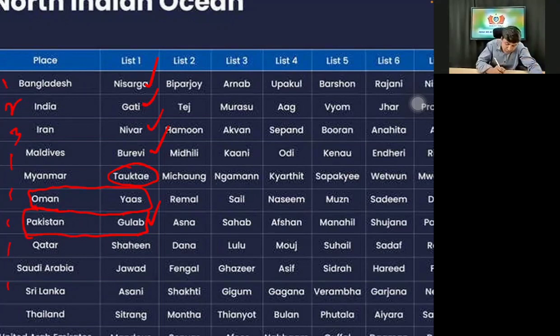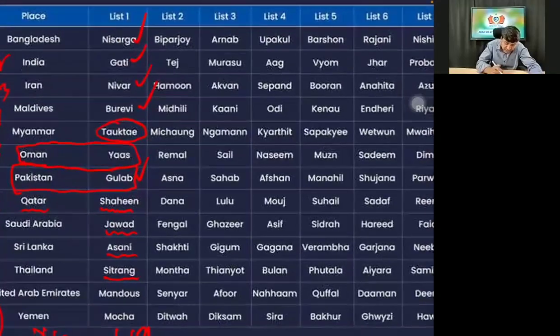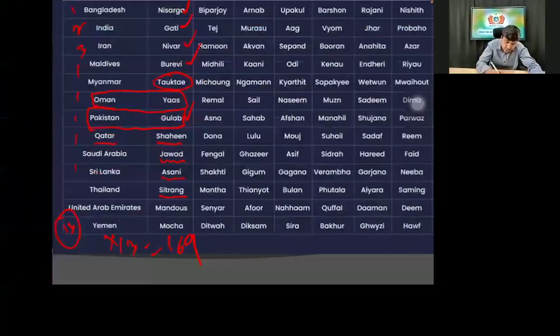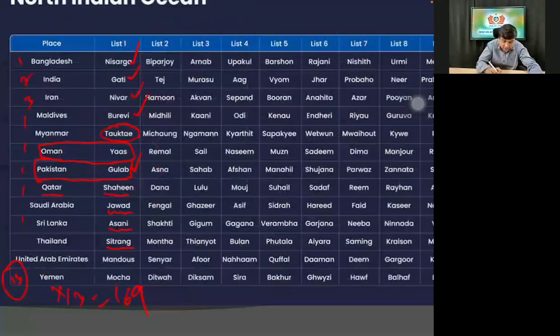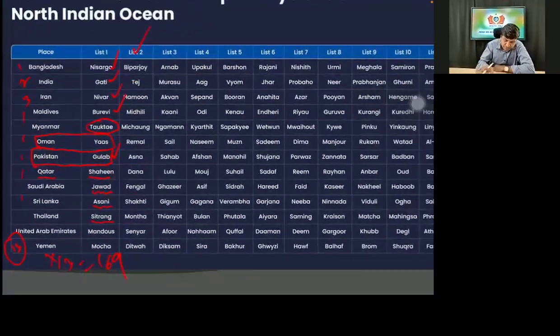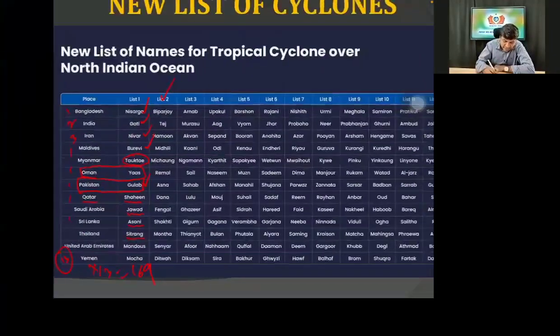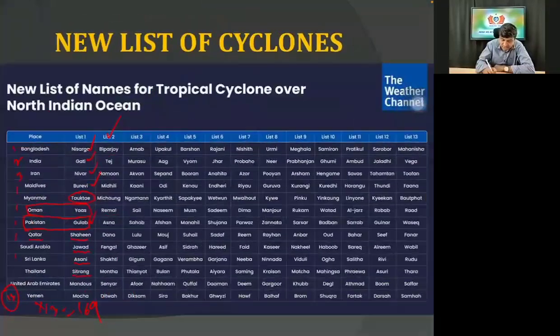And after Gulab, the next cyclone will be Shaheen, and that will be recommended by Qatar. Then we have the Jawad cyclone, Asani cyclone, and the Sitrang cyclone. So like this. When these 13 names are completed, we'll take the second list and start naming again from Bangladesh up to Yemen. So this is the procedure. And again we have these 169 names, and it will take around 2 to 5 years to complete this list.